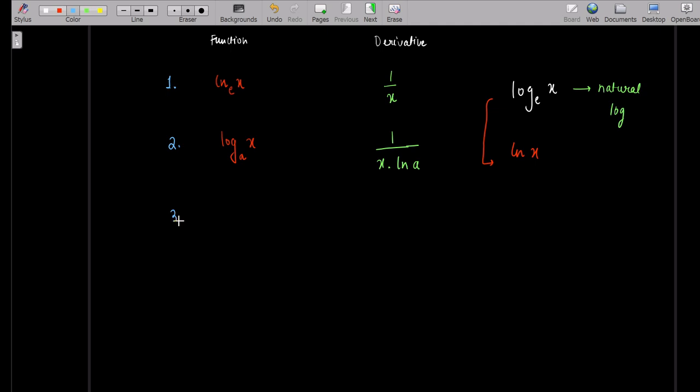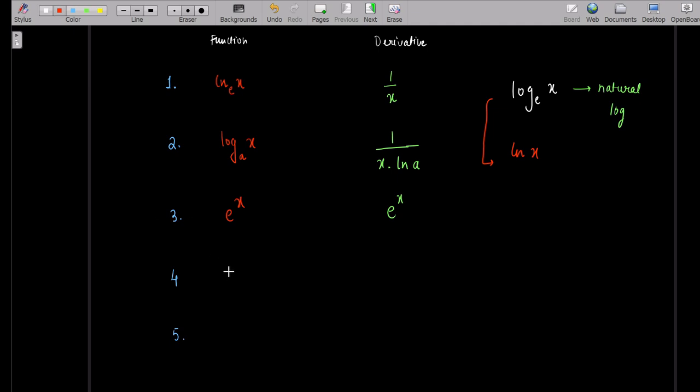Then we have e raised to x. The derivative of e raised to x is just e raised to x, and that is why this is my favorite function. This is the only function whose derivative is equal to the function itself. Okay, now 4 and 5.